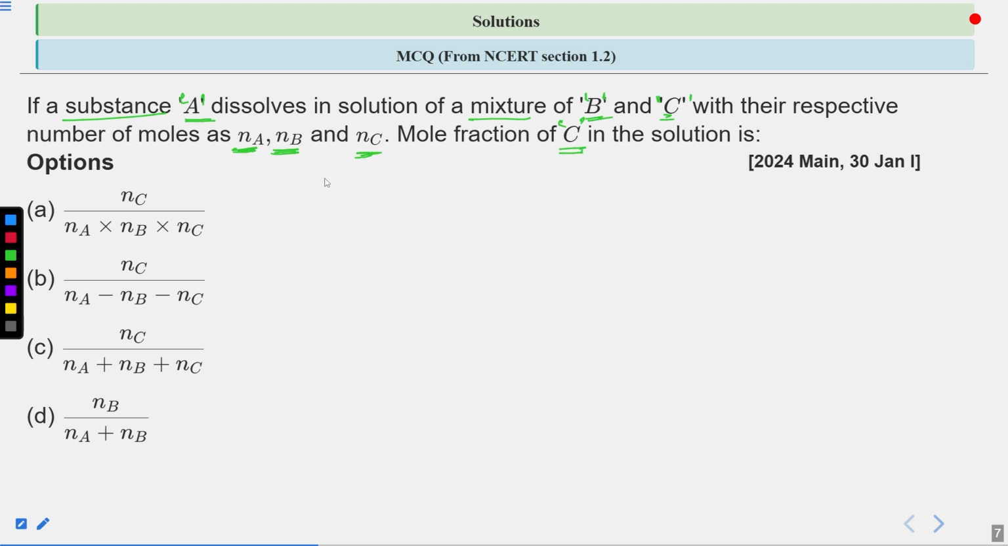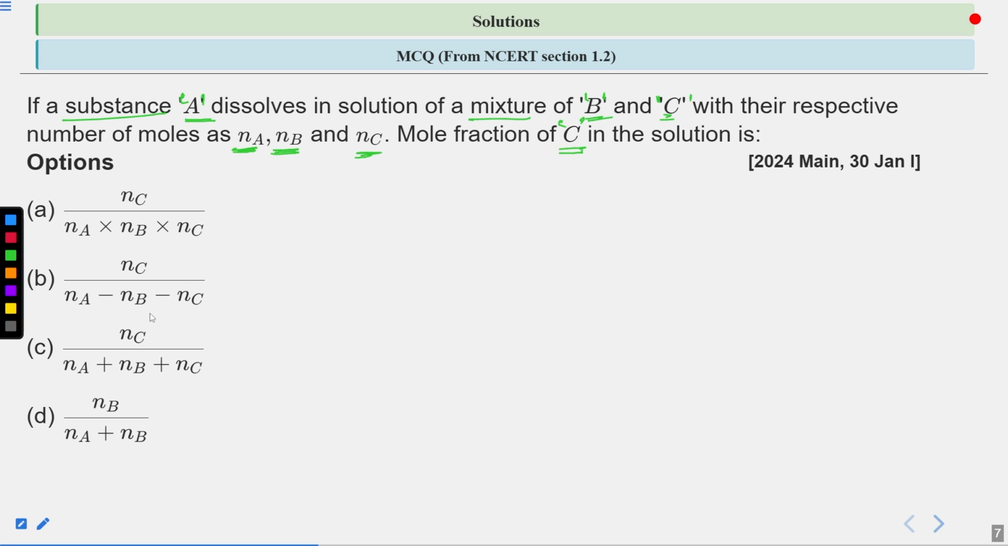So this question has been in the 2024 mains examination, and the four options given for this question are: Nc upon Na times Nb times Nc, that means the number of moles of C divided by the product of the number of moles of all the components A, B, and C; or the number of moles of C divided by the number of moles of A minus the number of moles of B minus the number of moles of C.